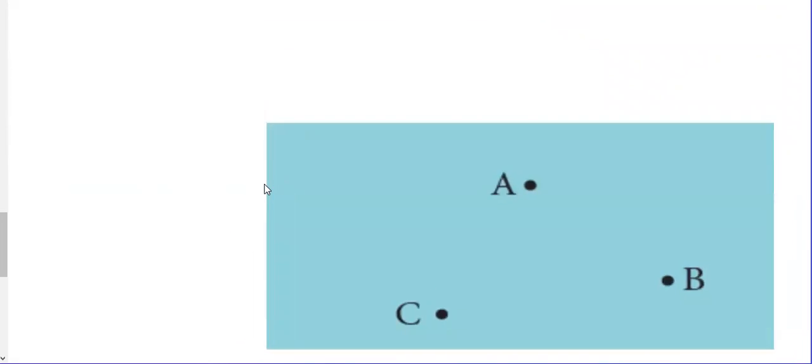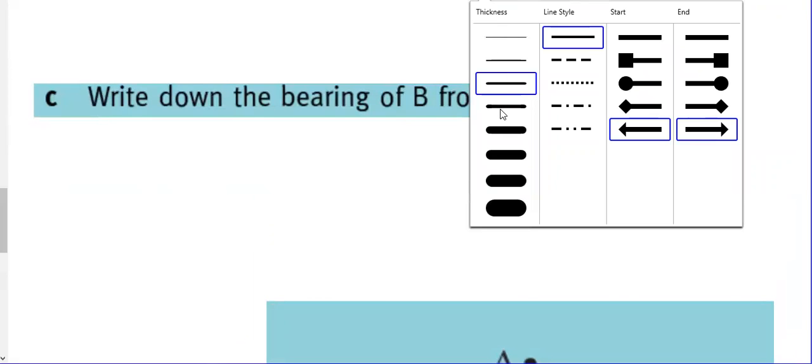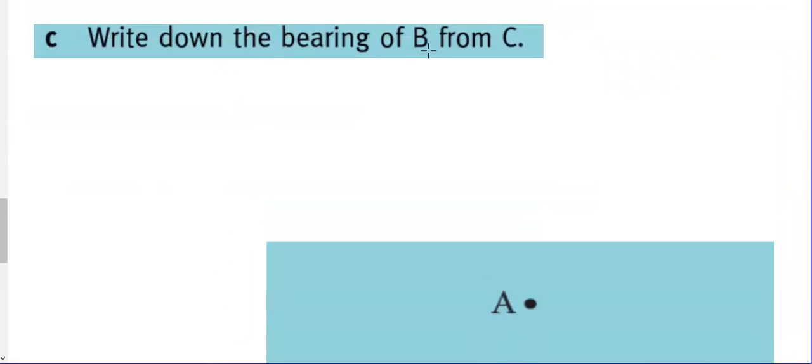I don't know until I go back to the question. Okay, this is the question, and here is the diagram. The question is, write down the bearing of B from C. Remember what I said? From C. The word "from" determines which point is the point of reference, meaning which point we are going to use to draw the so-called north direction. So we are supposed to find the bearing of B from C.